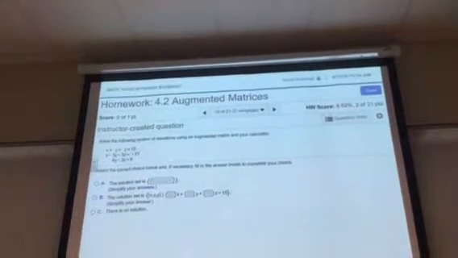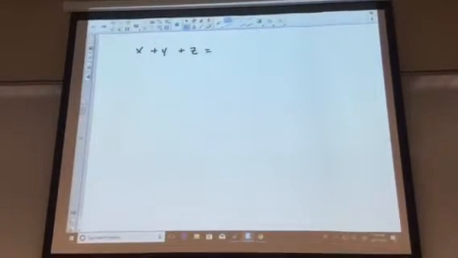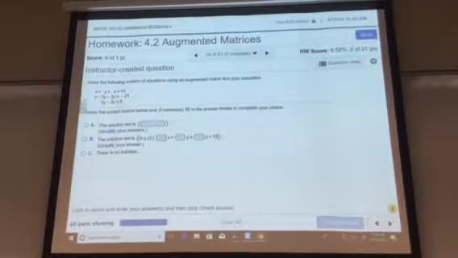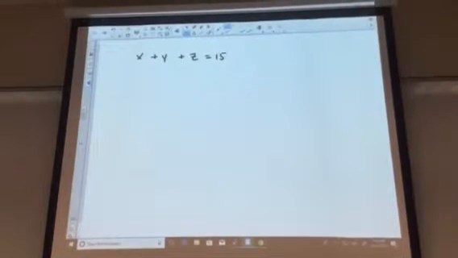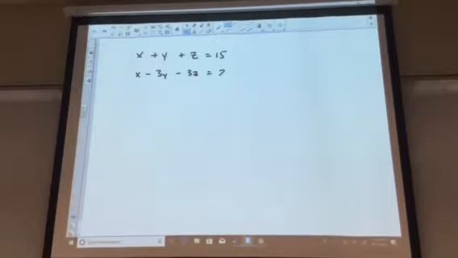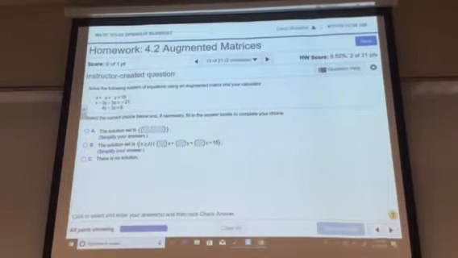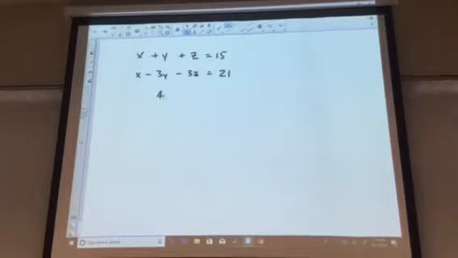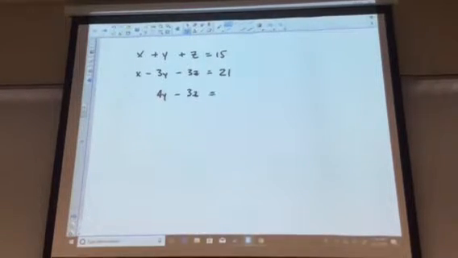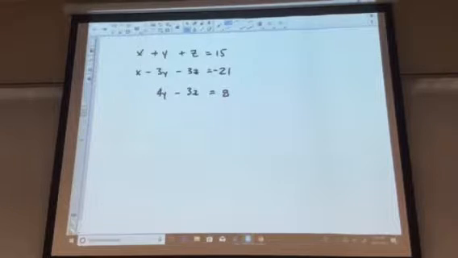But we've got x plus y plus z is equal to 15. We have x minus 3y minus 3z equals negative 21. And we have 4y minus 3z equals 8. That was a negative 21. First of all, even I would actually enjoy this problem if I had to do it by hand.